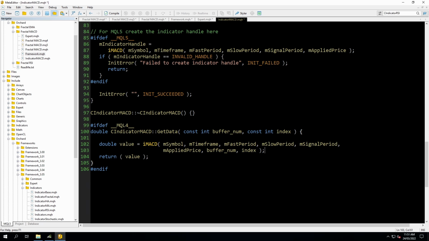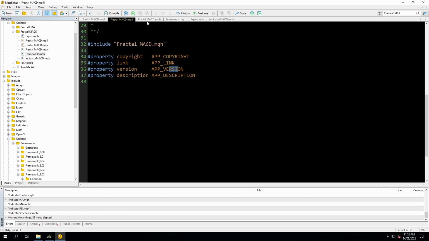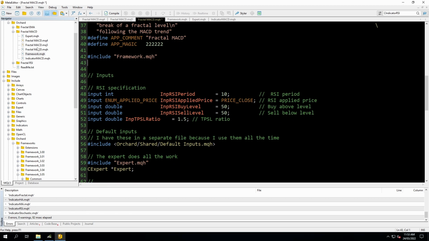The MACD actually has two values that it can return: the main line or the signal line. So the indicator MACD stands on its own, and that works. Now if I go back to the Fractal MACD code, here's the FractalMACD.mqh. I need to change that RSI to MACD. I want to include the indicator MACD that I've created.